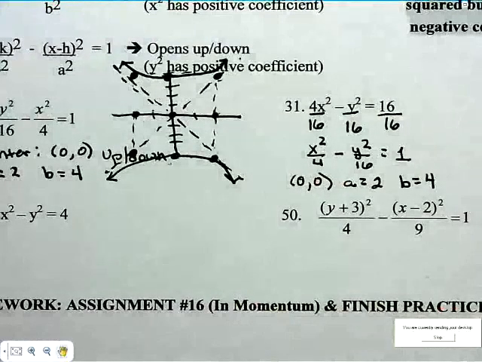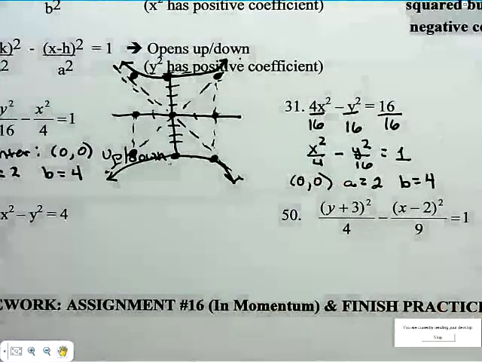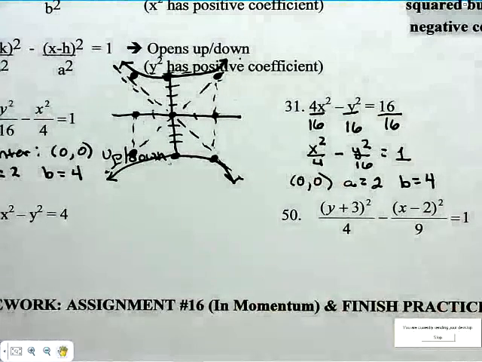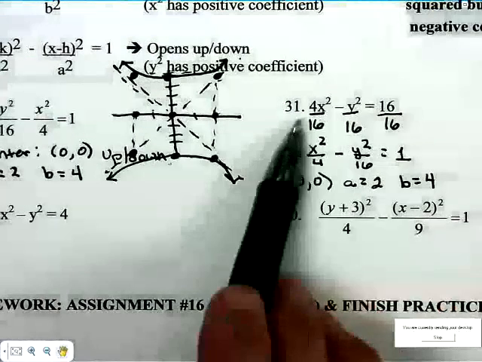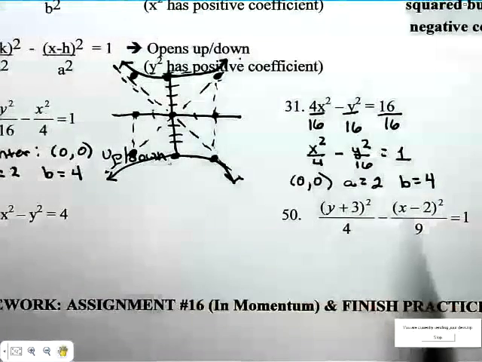Only other thing I need to know before I graph is, does this hyperbola open up and down or left and right? It's the x squared that has a positive coefficient, so it opens left and right.